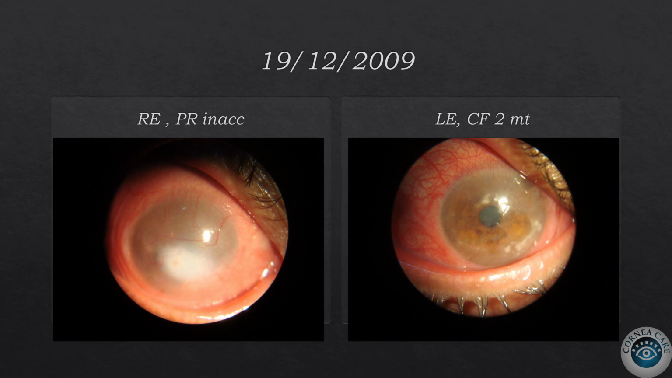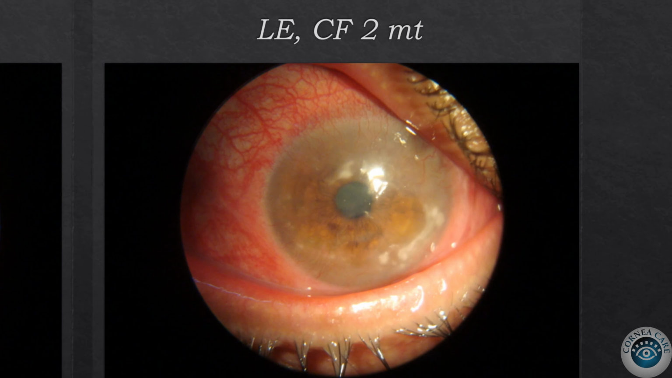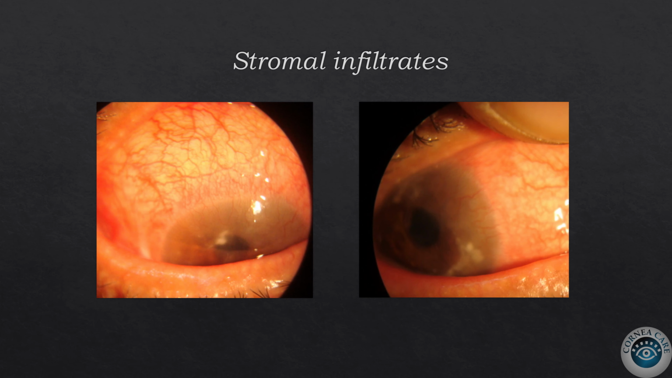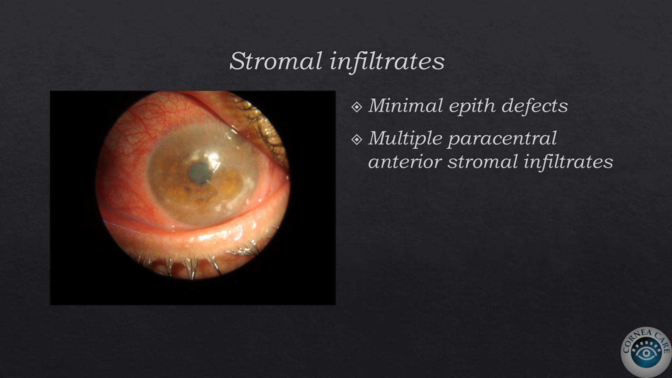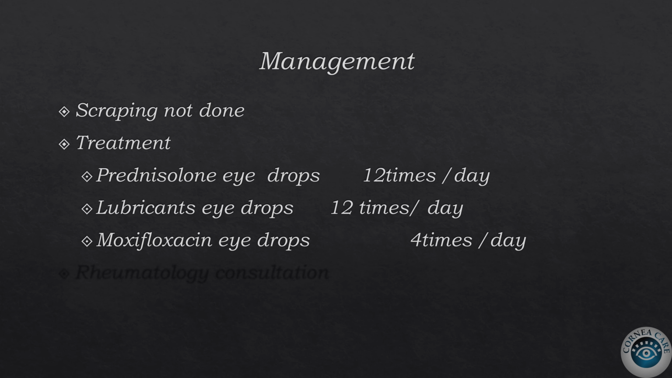This time both eyes were congested, but left eye had multiple anterior to mid-stromal infiltrates with intact epithelium over most of them. Thankfully, there was no scleritis. She revealed that recently there was some cardiac issue for which she had stopped her oral sulfasalazine. Since these appeared typical immune-mediated stromal infiltrates, scraping was not done. She was started on intensive topical steroids and advised urgent rheumatological opinion.